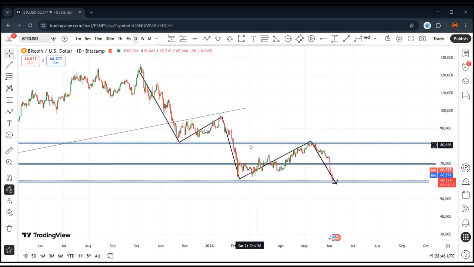So this low has not been taken. Let me just remove this. This is better. So this low has not been taken out, so I cannot say this is a lower low. The market still came back to this low. However, we expect the market to probably break out from this zone or start moving up from this zone. So let's draw our trend line.